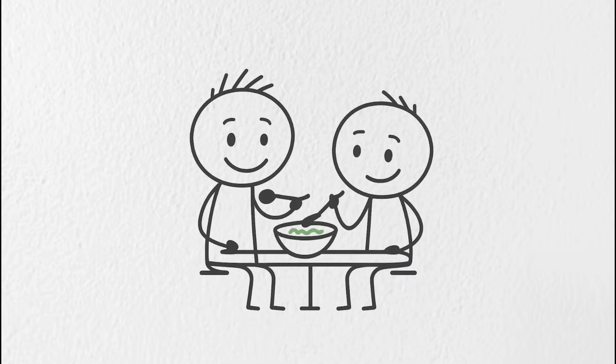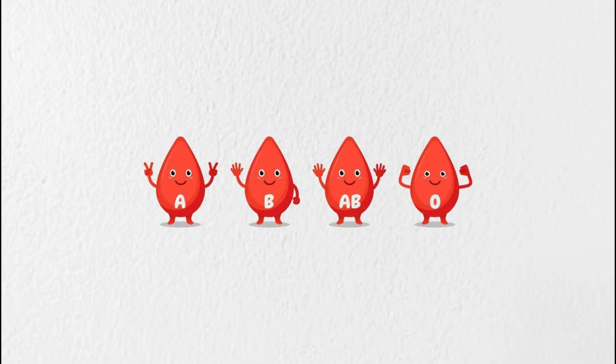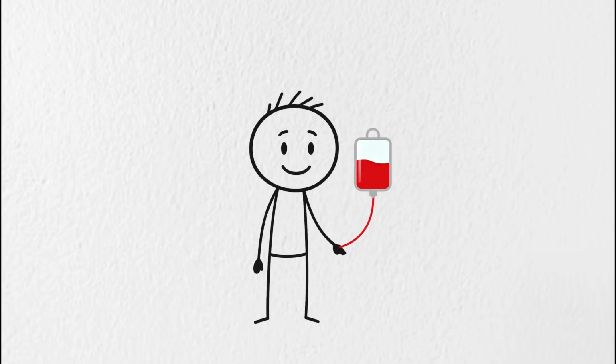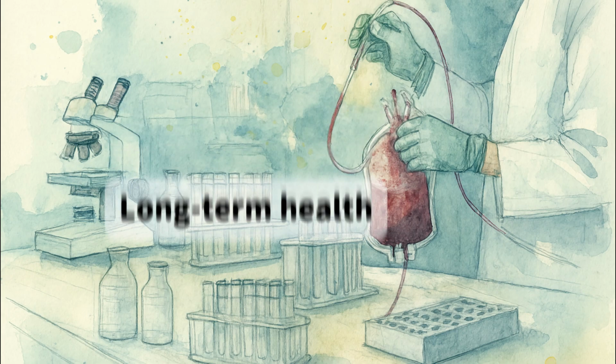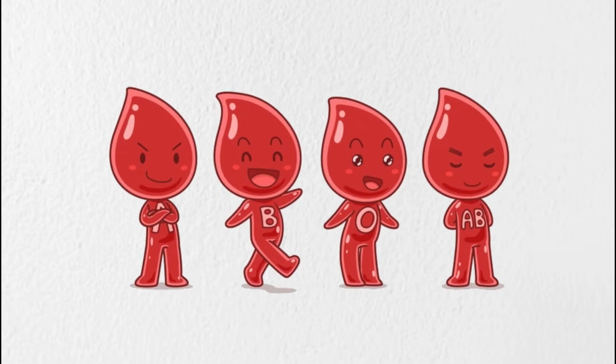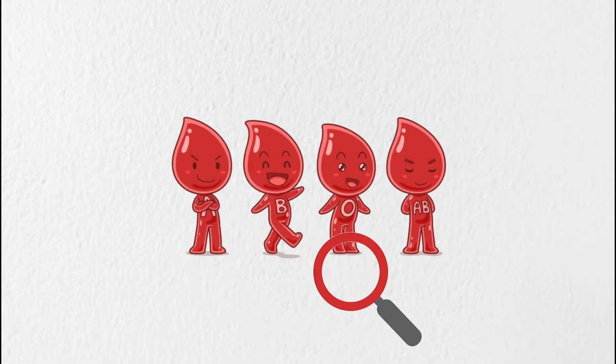Two people share a meal, catch the same virus, and react differently. Blood type does more than decide donation rules. It shapes immunity, digestion, stress response, and long-term health. Each type hides small biological advantages that science continues to uncover.